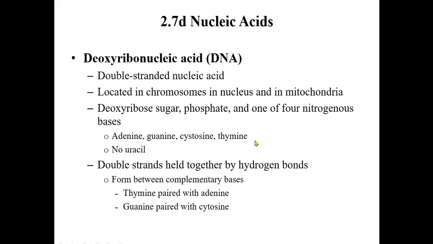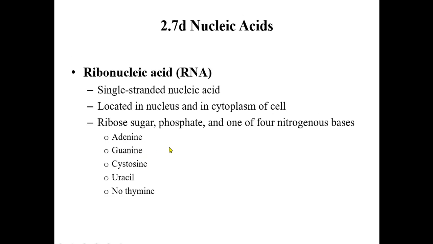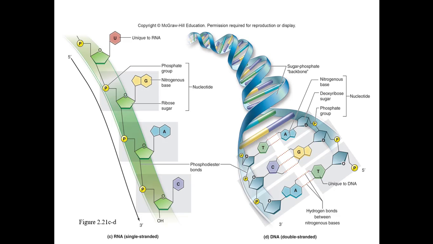Okay, I've already shared this information. There it is at the bottom. A will pair with T. G will pair with C. And I've already shared that with you a moment ago. And remember, DNA does not have uracil. Only RNA has uracil. Okay, I've already shared that with you. Here's a picture version.